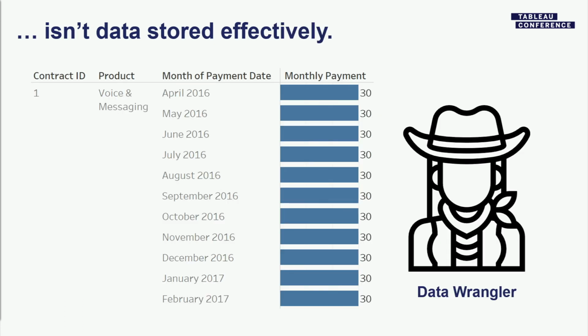So the structure we want to use for this data is going to be a row for every single month that a payment is due. We're also going to be looking at how we can break down that total contract amount of $330 across the 11 months so we get those $30 increments. So let's go ahead and see how we do that in Prep.